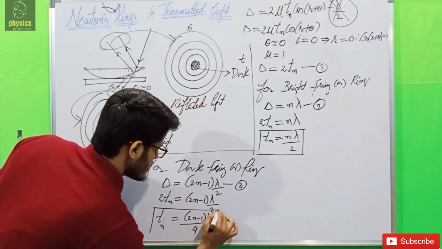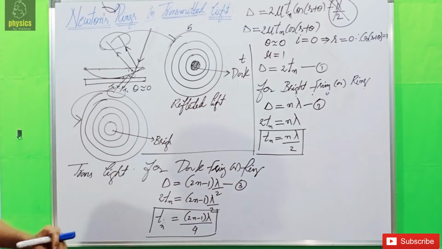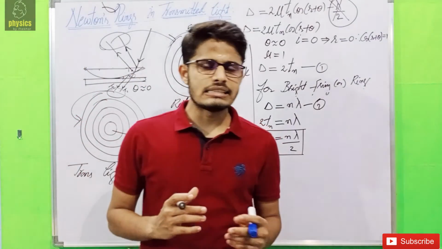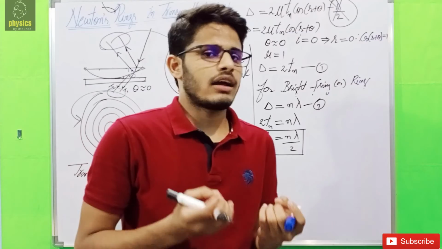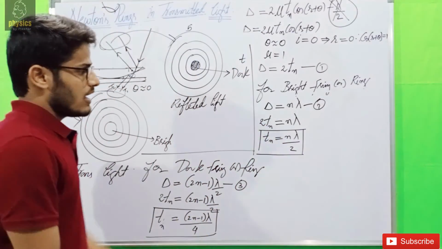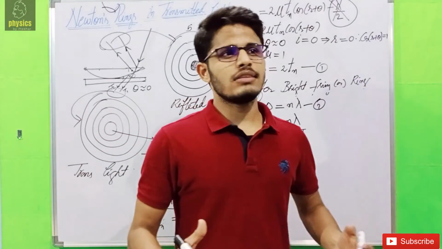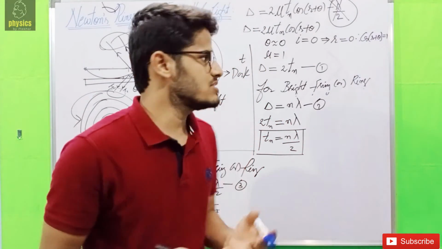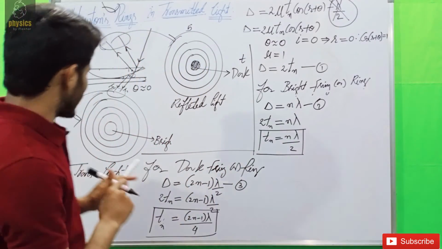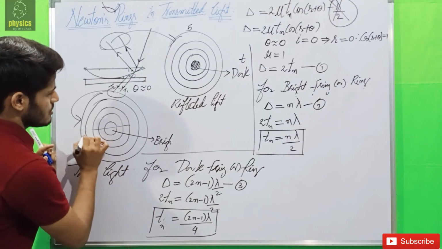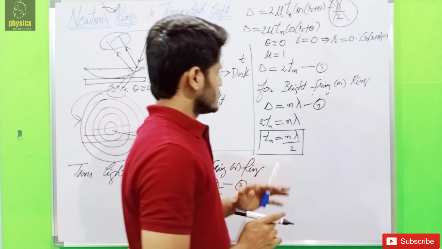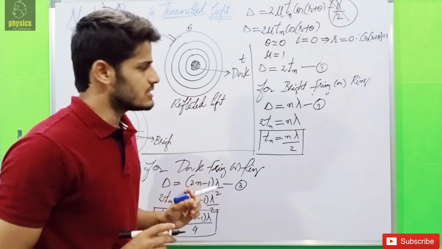So this is the thickness. If you want to find out at what particular thickness I am getting the first dark fringe, put n equal to 1, you will get to know. And if you want to find out at what particular thickness I am getting the first bright fringe, put n equal to 1. Now we will see what is the relation between the diameter of the rings with the order n. So for that purpose I have to find out the radius.